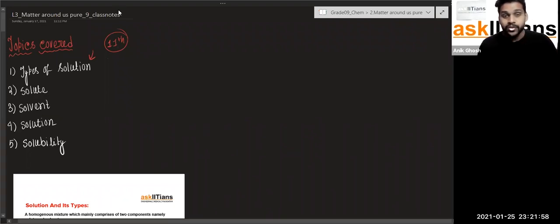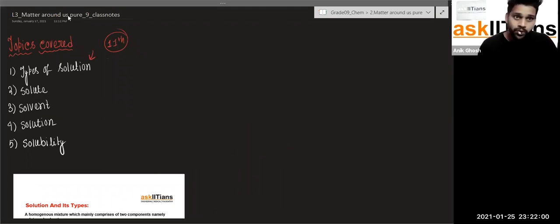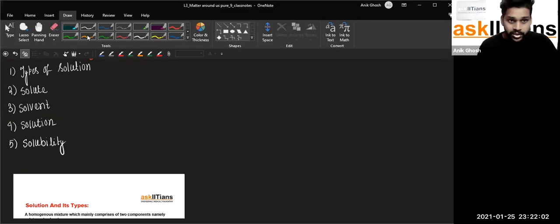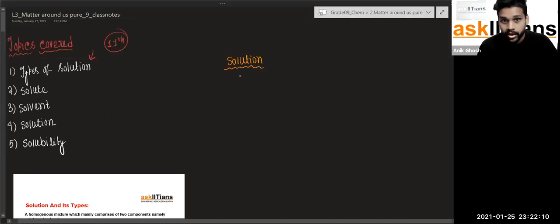If someone asks you, what do you mean by the word solution? What do you understand by the word solution? So what is a solution? Now you know that a solution is nothing but a mixture of two. So how does this solution come? You have heard about a mixture, isn't it? You have heard about mixture.